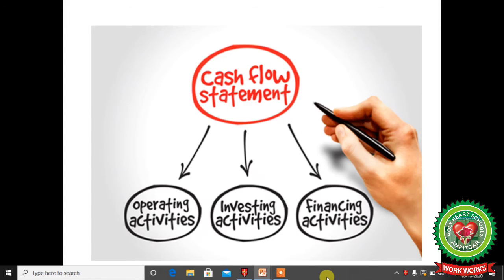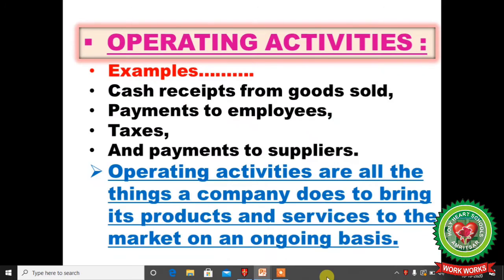So operating is all about the day-to-day business dealings, and how to operate the business and all such expenses, cash, etc. Investing is about the different types of securities available to invest, and the financing is all about the interest, dividend. So the first one is operating activities. Examples include cash received from the goods sold, payments to the employees, taxes and payments to the suppliers. These all are examples of operating activities. Operating activities are all the things a company does to bring its products and services to the market on an ongoing basis.